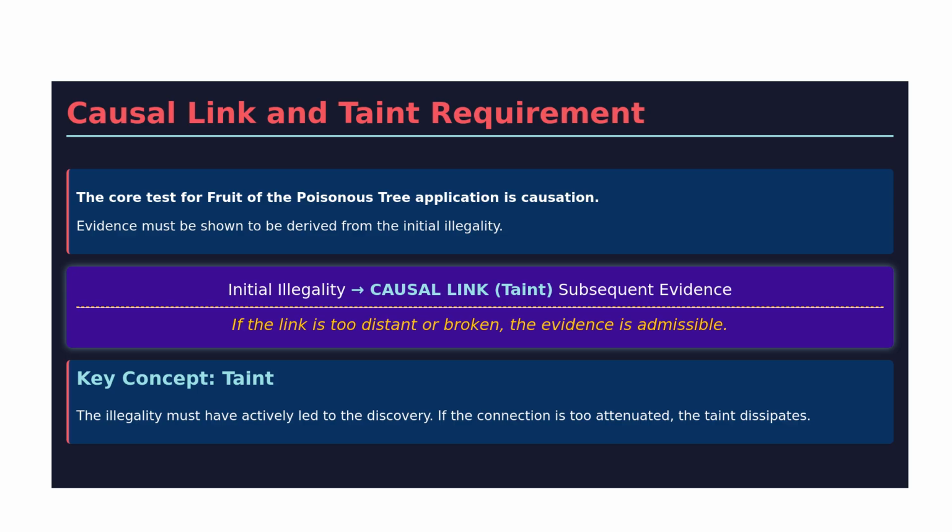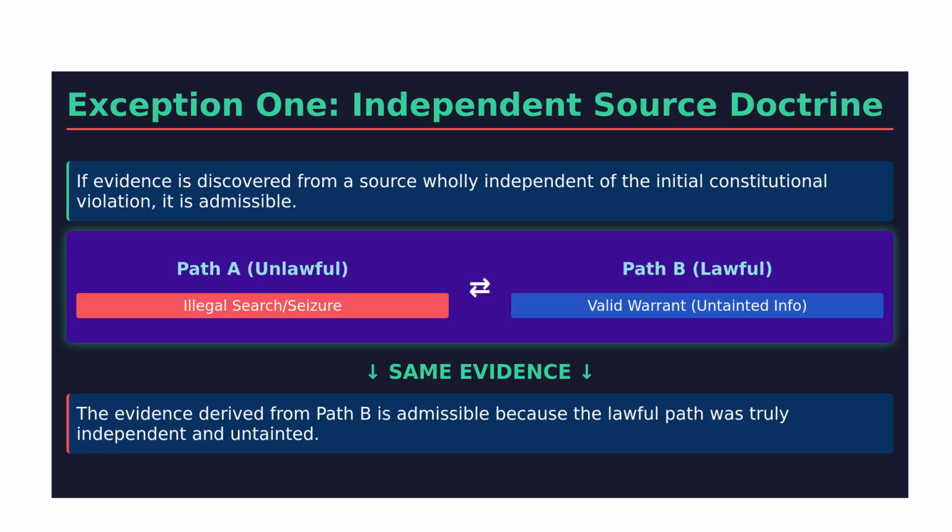We will now explore the primary doctrines that break this chain of taint. We just established that the prosecution must prove a direct causal link, the taint, between the initial Fourth Amendment violation and the evidence. However, this chain of taint is not unbreakable. The first major exception that allows evidence otherwise tainted to be admitted is the independent source doctrine. This doctrine applies when the evidence is also obtained through a source wholly independent of the initial constitutional violation.